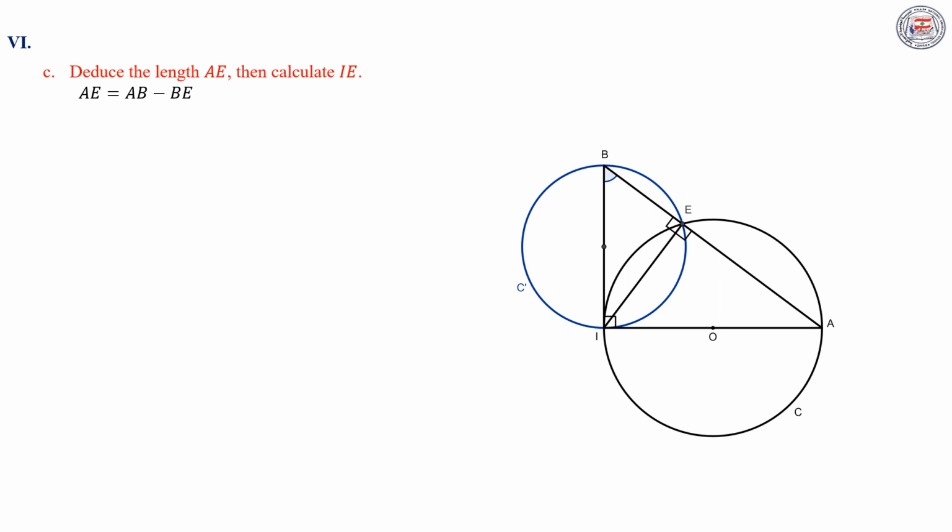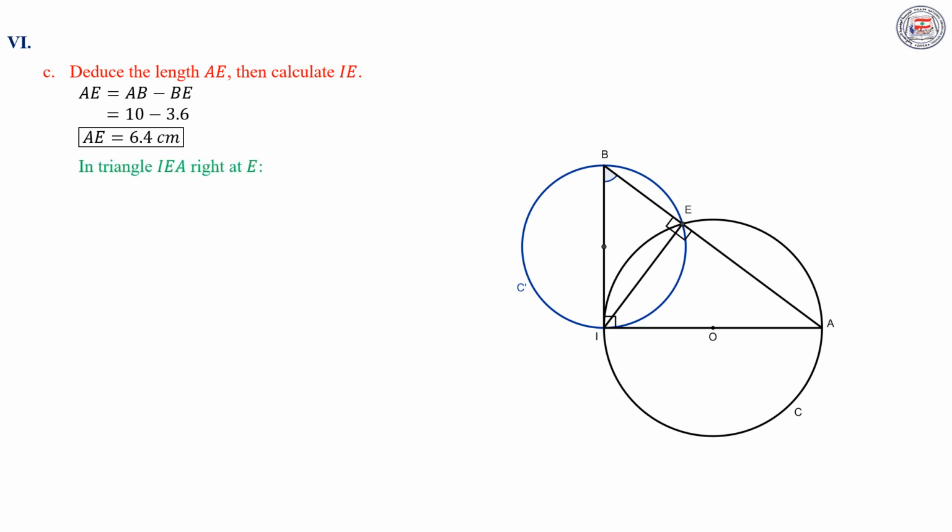AE is equal to AB minus BE. We already have AB, which is 10, and BE, which is 3.6, then AE is equal to 10 minus 3.6, therefore AE is equal to 6.4 centimeters.